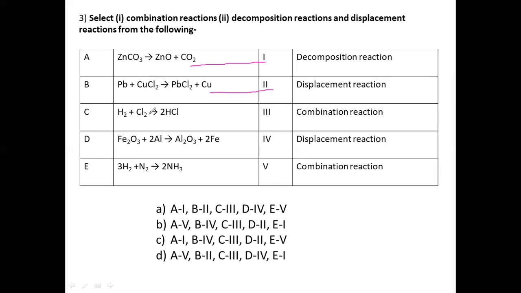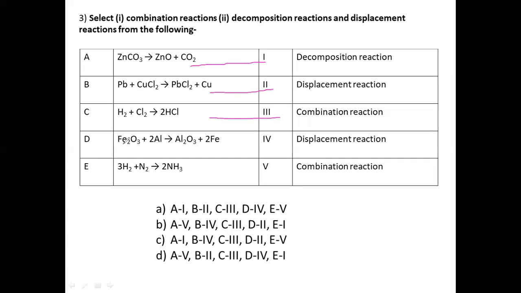Done. Next, hydrogen and chlorine combine to form hydrochloric acid. So the answer for this is combination reaction. C is 3, combination reaction. These two combined to form HCl.